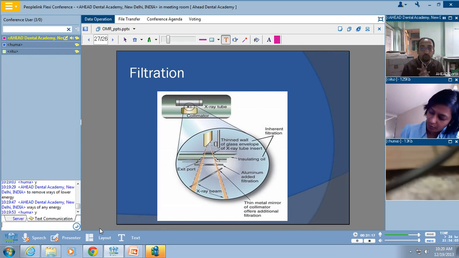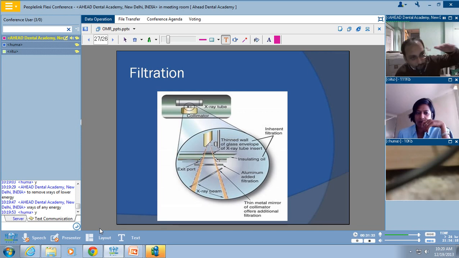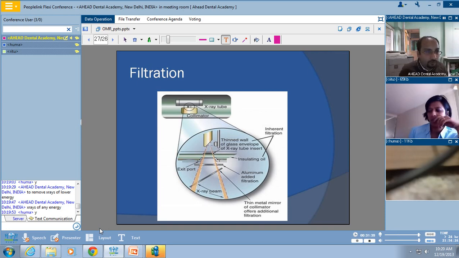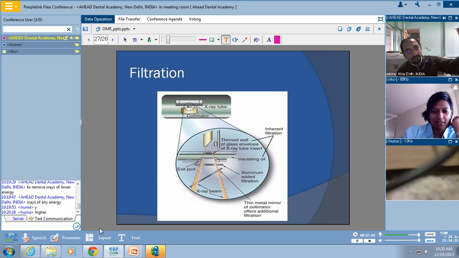Now, I'll just ask you a simple question, guys. X-rays of lower energy will have a higher wavelength or a lower wavelength? You can just write it down. I cannot hear you. Since X-rays of lower energy will have a higher wavelength or they will have a lower wavelength. Remember, this question is a very common viva question. X-rays of higher energy, the wavelength increases or it reduces? No. Higher is the energy, wavelength is lower.